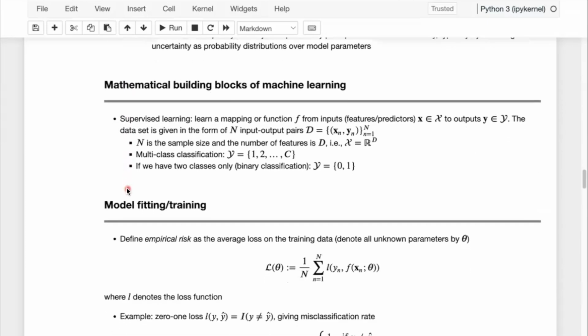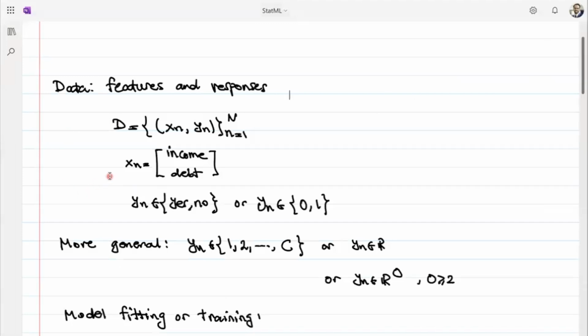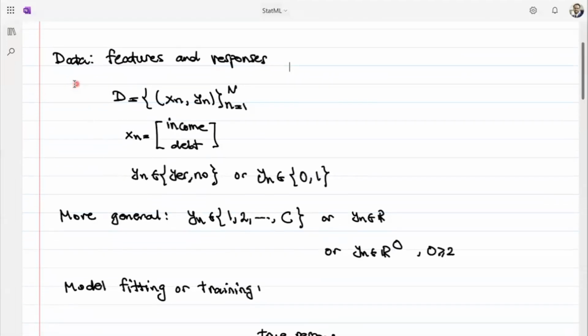So now we can go a little bit more into the mathematical building blocks of machine learning. The first thing we have to do is start with the way that we represent data. Remember, we have features or inputs, and responses or outputs. Therefore, in the case of supervised learning, we can show our data set using a set of input-output pairs. In programming, we call this a tuple. But in mathematical language, we usually call this an input-output pair.